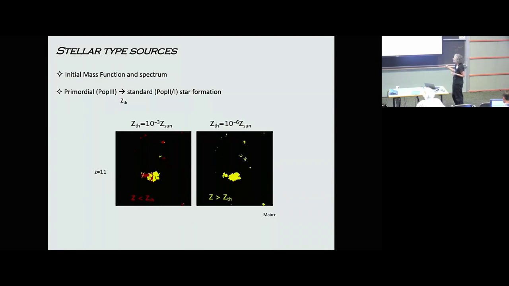So in this case, at redshift 11, you will still have some pockets of gas in which, in principle, Pop III stars could form, while in this case, most of your gas is above threshold, and so your model would just form Pop II stars. And again, this would have an impact in the modeling.